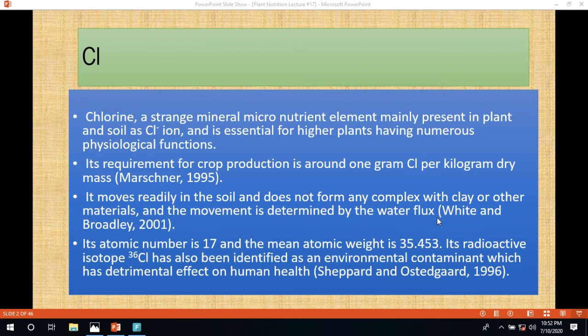Its atomic number is 17 and the mean atomic weight is 35.45. Its radioactive isotope is chlorine 36, and it has also been identified as an environmental contaminant which has a detrimental effect on human health.